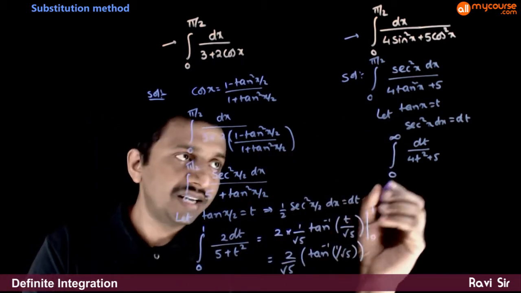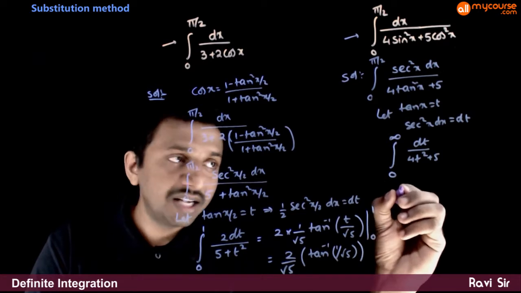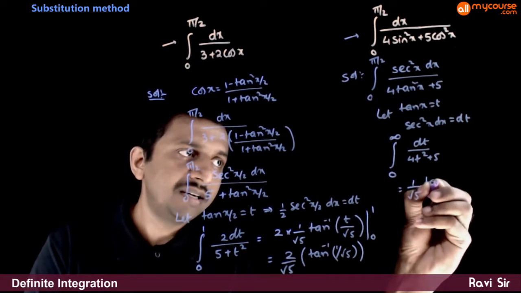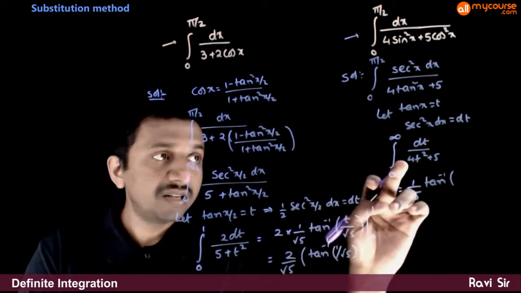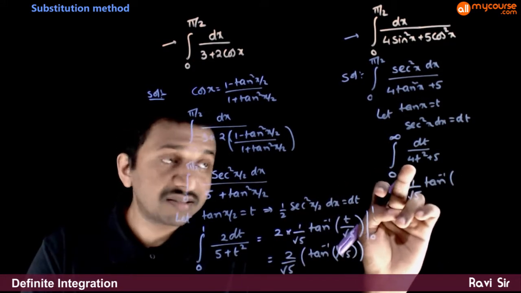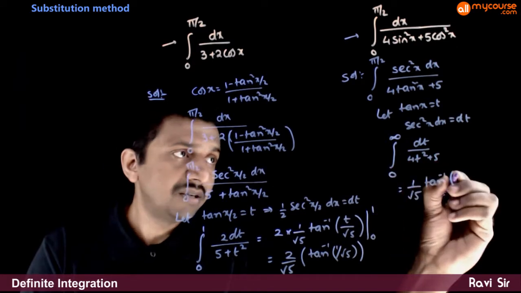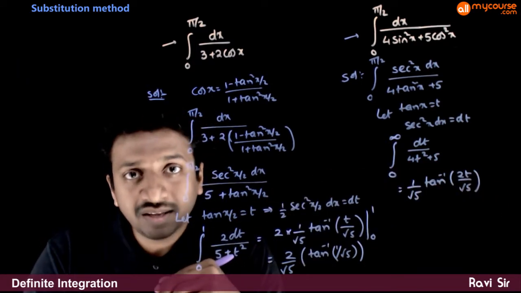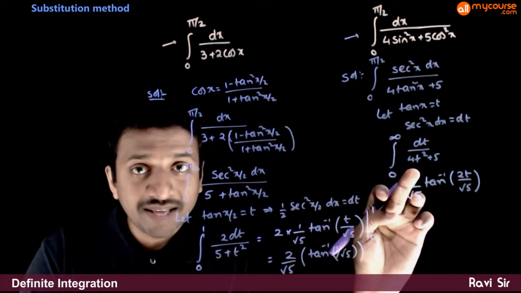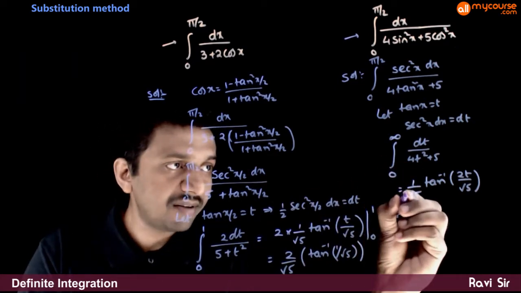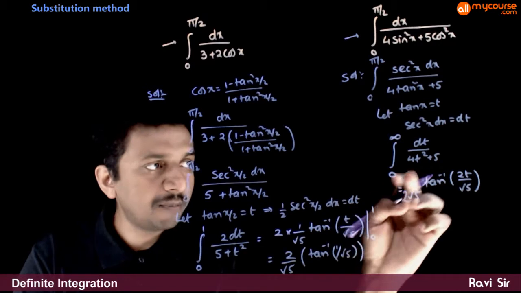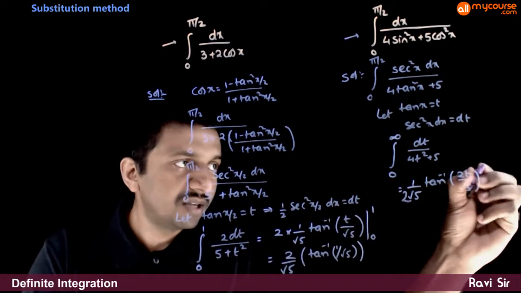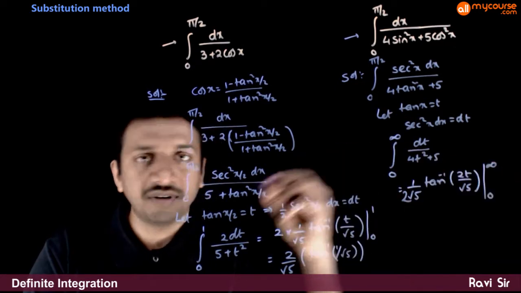So now what is the integration? The integration is 1 by a tan inverse of x by a. In the place of x you have 2t whole square, so 2t by root 5. In the place of t you have 2t, so you have an extra 2. So 1 by 2 root 5 tan inverse of 2t by root 5, with the limit 0 to infinity.